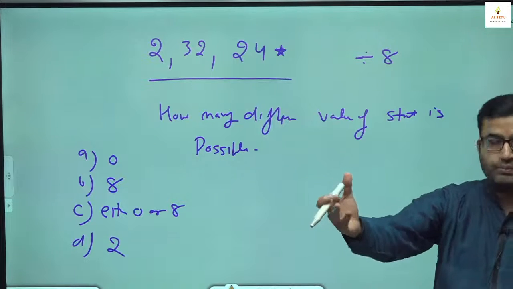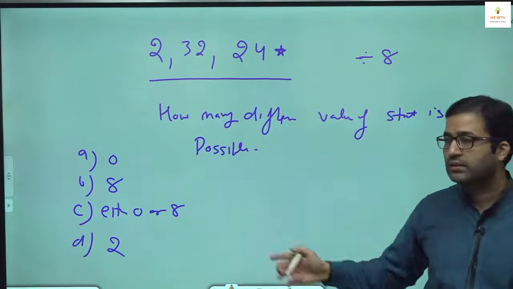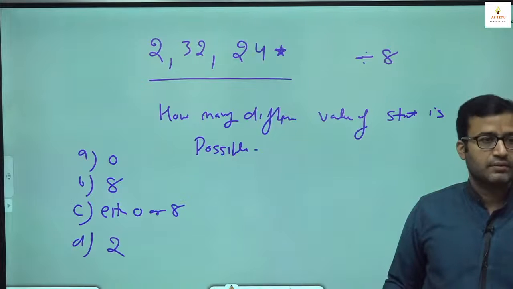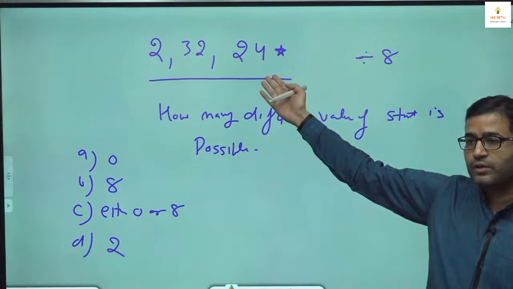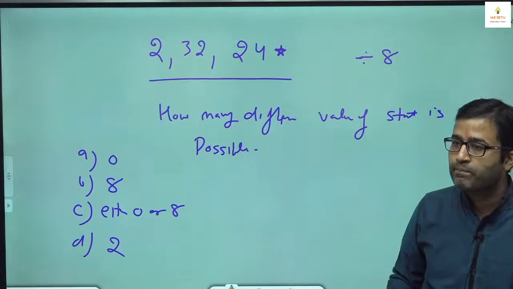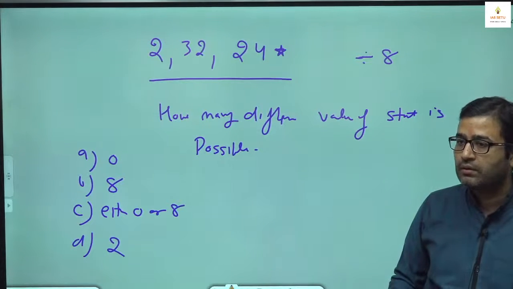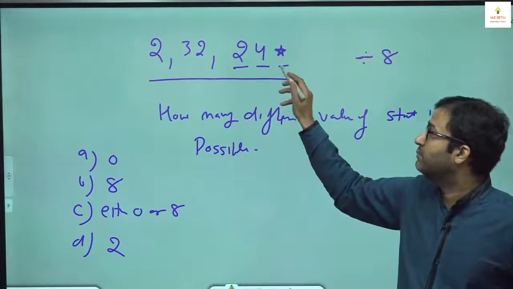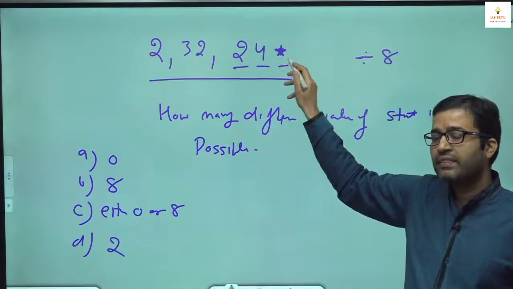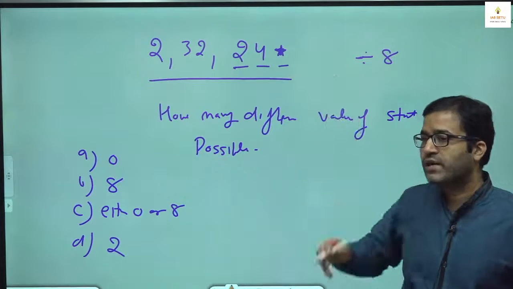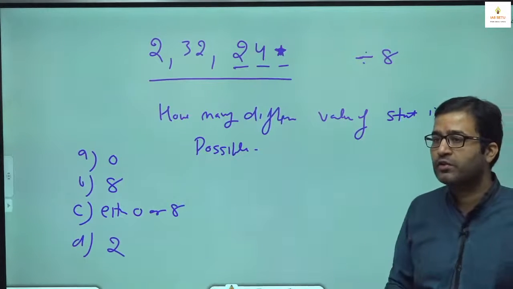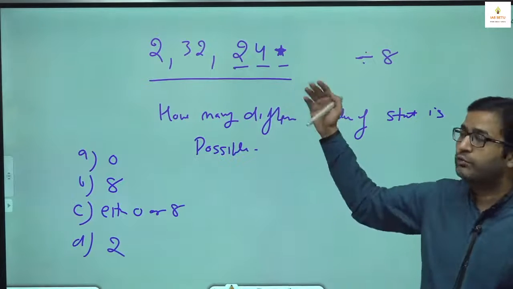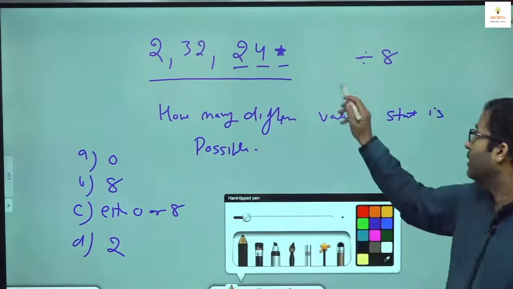B, why not C? Why not C? क्योंकि 0 भी तो हो सकता है सर, 240 भी तो डिविजिबल है, 248 भी है. ये है ही सर 3 डिजिट नंबर, ये एक डिजिट है, and that digit can be any value from 0 to 9. So it can be 240. 24 मत देखो, 240 देखो सर. So it can be 240, it can be 248.